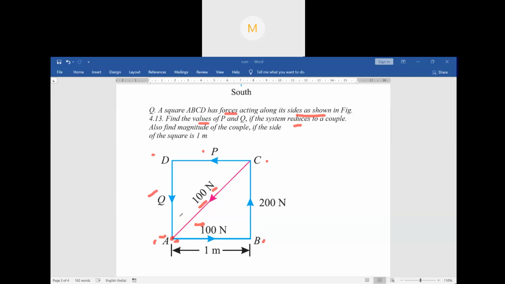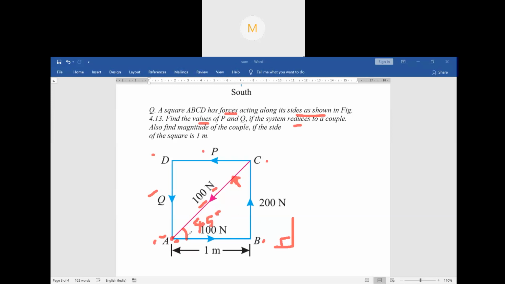Now look, if you consider this as the main point, this is 90 degrees, the whole square. If you divide the square by a diagonal like this, what will happen? How much angle will the diagonal make? Can anyone say? 45. Yeah, 45, very good. So the diagonal will make a 45-degree angle.